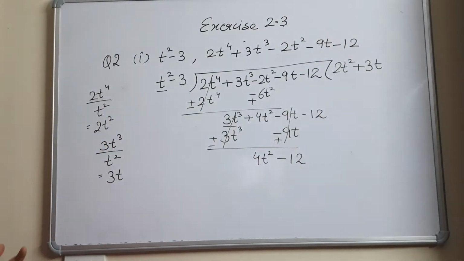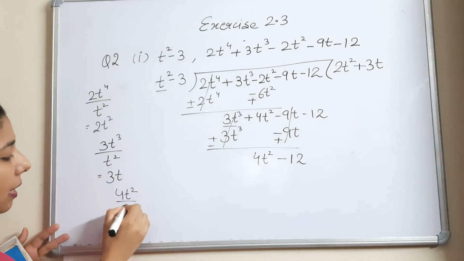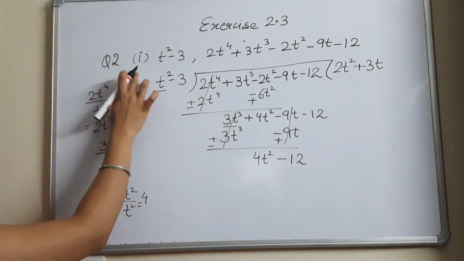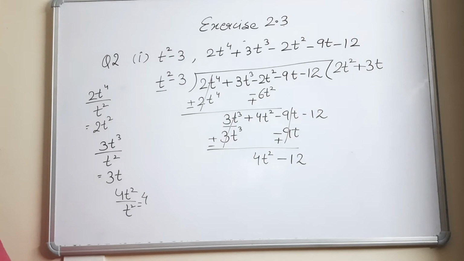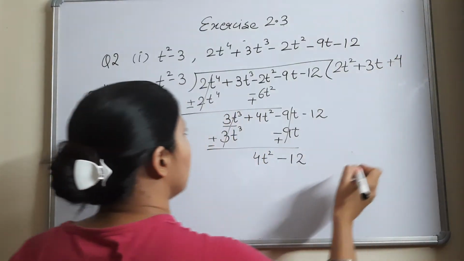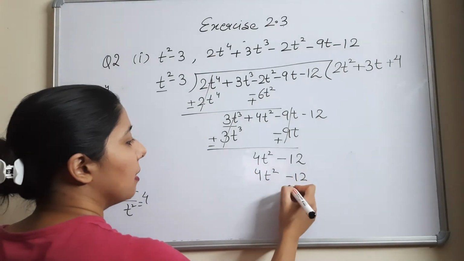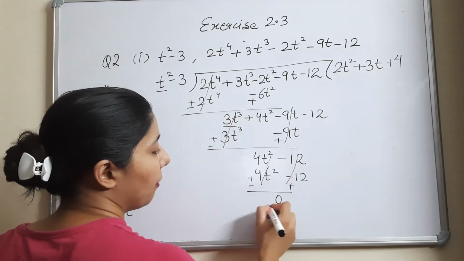Now for calculating the next term, do all this. 4t square by t square. You are left with 4. This is just rough work. You need not show this work in your answer sheet. You can do this calculation in your rough part. Now next is 4. So write here 4t square minus 12. Now change the signs. It cancels each other and we are left with 0.